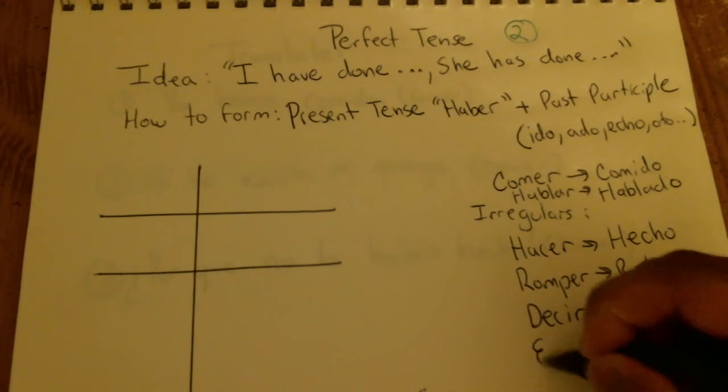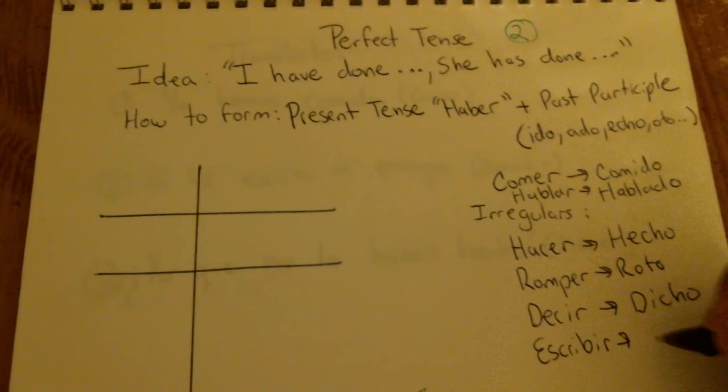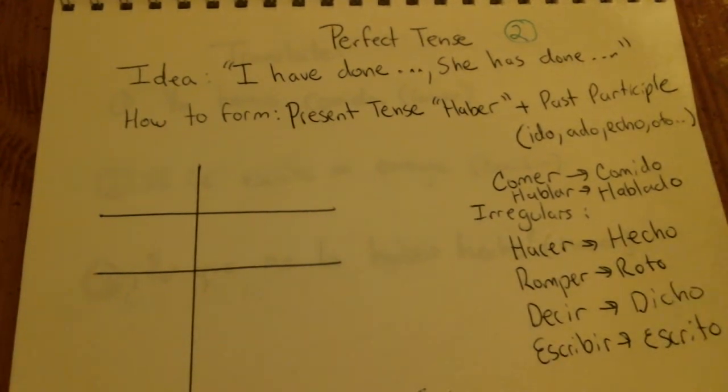And finally, escribir, which means to write, becomes escrito, okay? This means write, this means written. Like if you say, I have written. So this is eaten, spoken, done or made, broken, said, or written. So this is that part of the past participle.